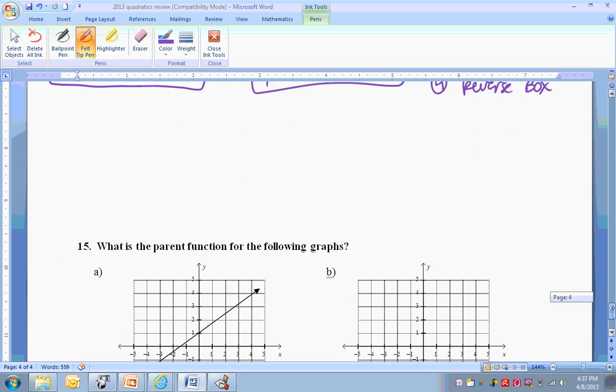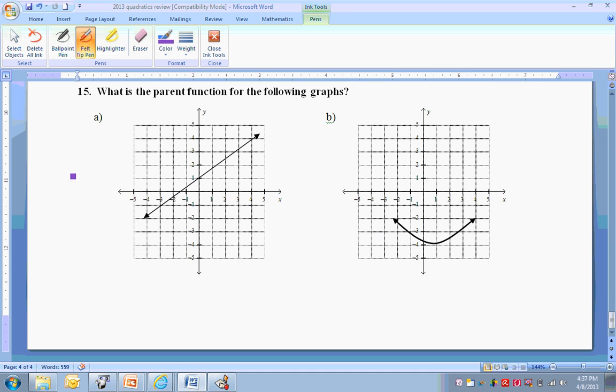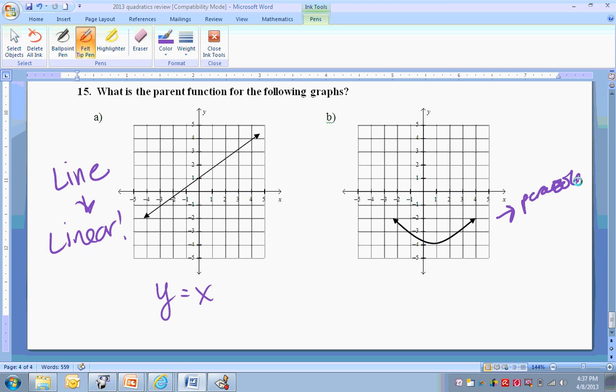All right, let's move on to 15. It asks us what the parent function is for the following graph. Well, this is a line, so it is linear. And the linear parent function is y equals x. This is a parabola, so this is quadratic. So this parent function is y equals x squared, because that is the quadratic parent function.